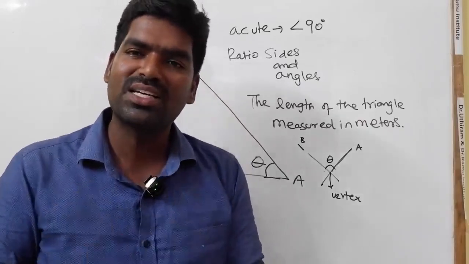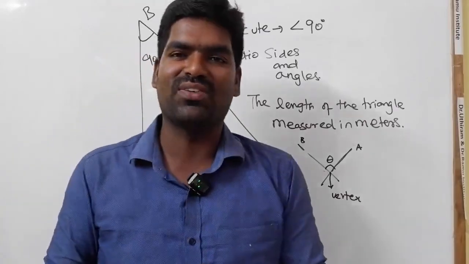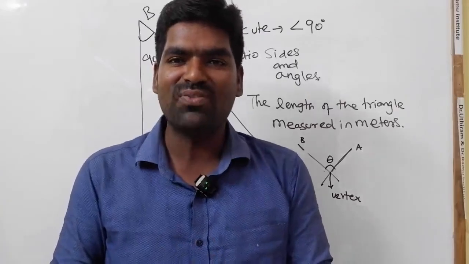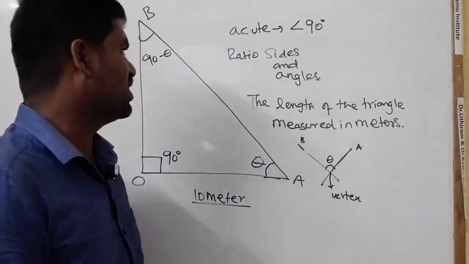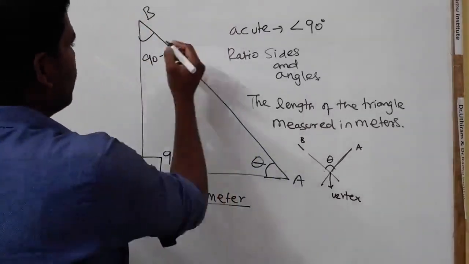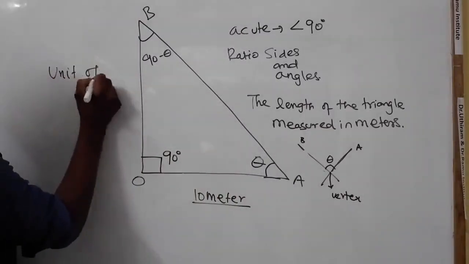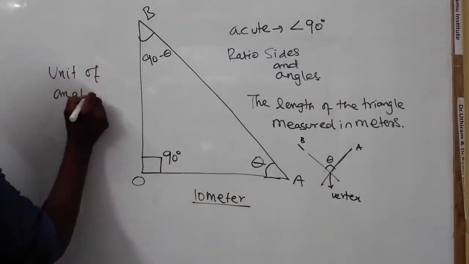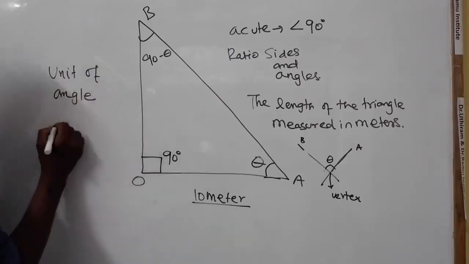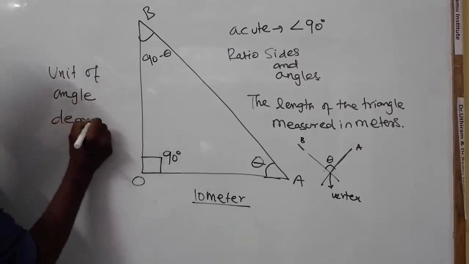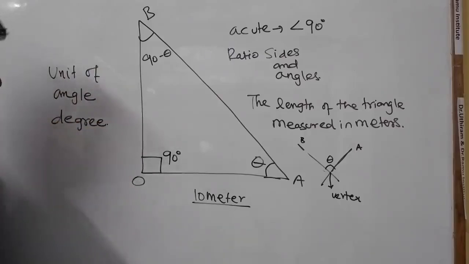Okay. How can we measure angles? What is the unit of angle? The unit of angle is the degree. So the unit of angle is degree measure. Angle can be measured in degrees.